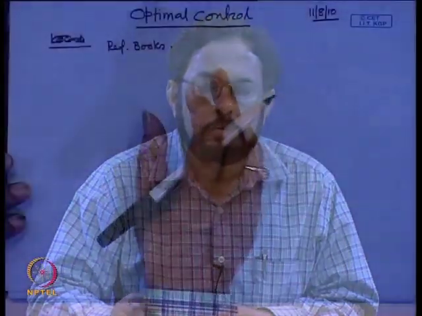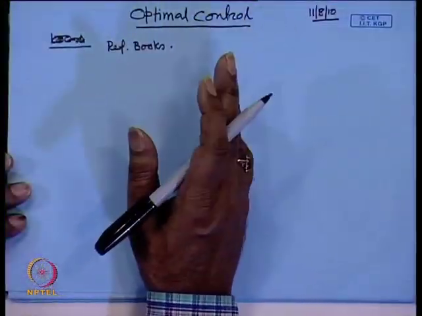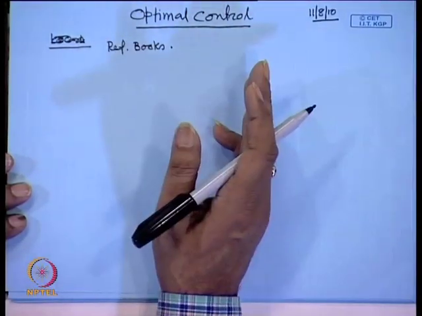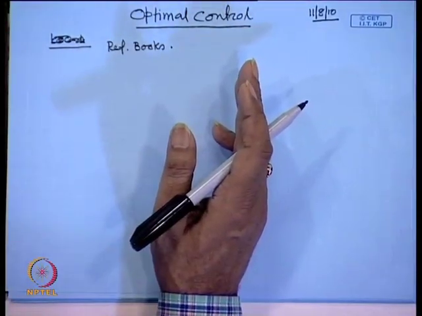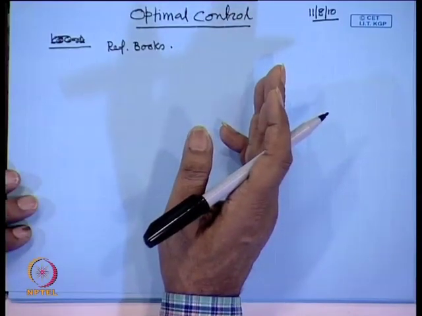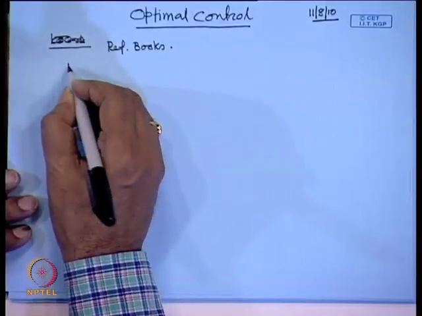So this is the course for optimal control, and I have split this course into 40 lectures. For the first 20 lectures, I will formally cover the static optimization problem, and the remaining 20 lectures are on dynamic optimization problems. The books that we will follow are as follows.